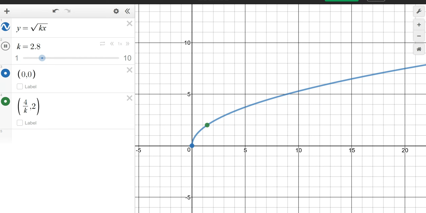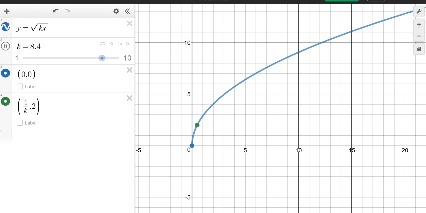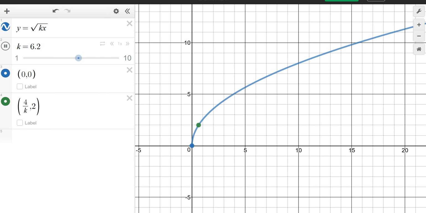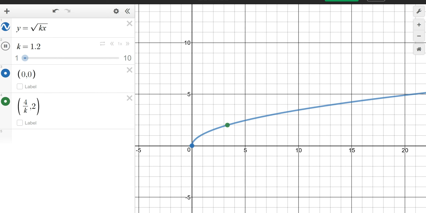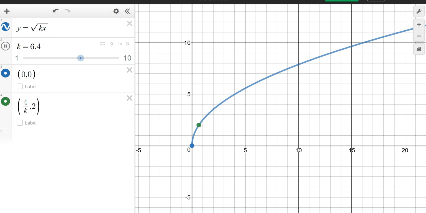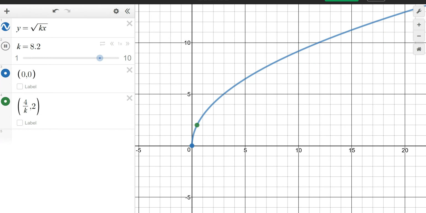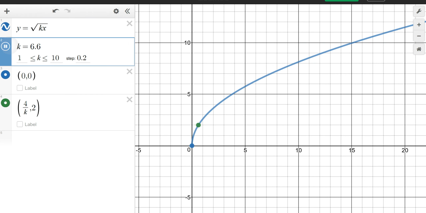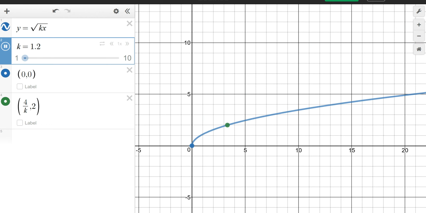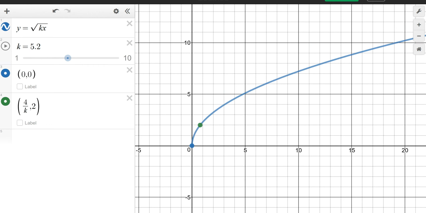But when I adjust the k value, have a look at what's happening to that green point. So I press play. You can see k is increasing. Now what's happening to the green point? It's getting closer and closer to the origin. It's getting compressed. It's getting compressed horizontally. Okay. So here, if I pause it for a second, here k is 5.2. That means this point right here went from 4 comma 2 to 0.769 comma 2. So the x value got divided by 5.2, roughly about 5. Okay, so it is a horizontal compression.